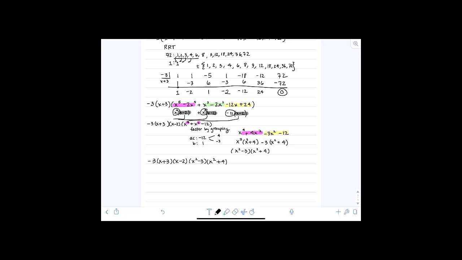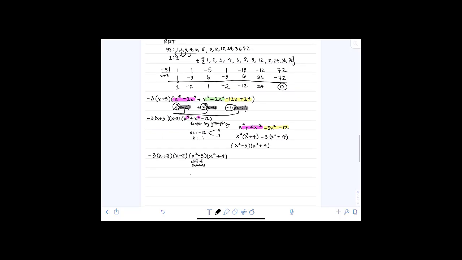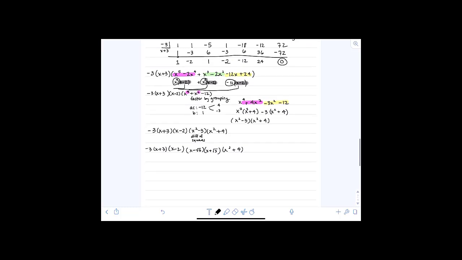Okay, so let's factor the x squared minus 3. This is a difference of squares. Okay, and I know how those factor. x minus the root of the second term, x plus the root of the second term. Okay, now we're going to try and factor that x squared plus 4, but we'll see what happens with it.